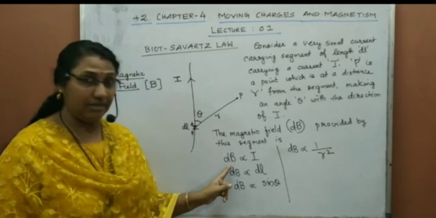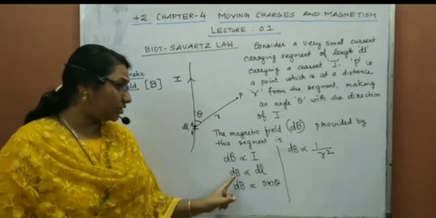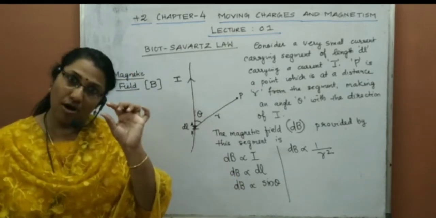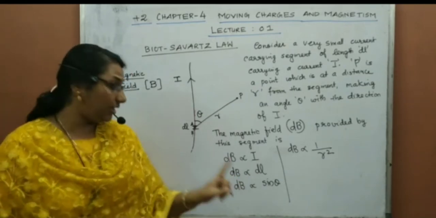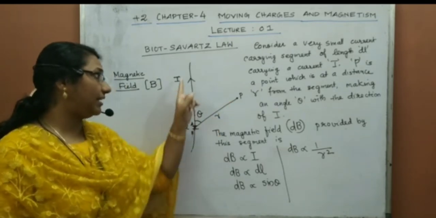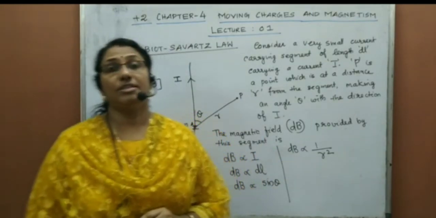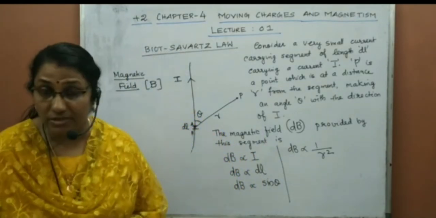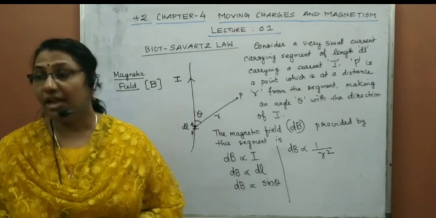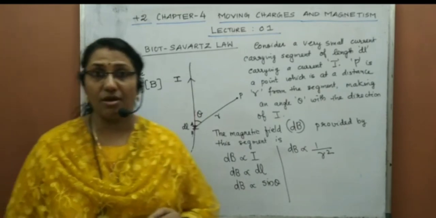That magnetic field is proportional to the current I. It is also proportional to the small length dl. It is also proportional to sine of the angle between the position vector and the direction of current. It is inversely proportional to the square of the distance. This was the law given by Biot and Savart. So, how can you say Biot-Savart law?